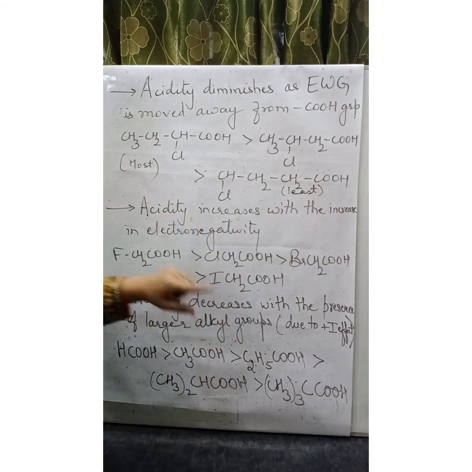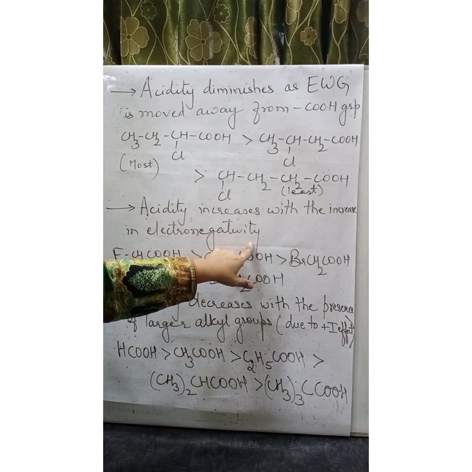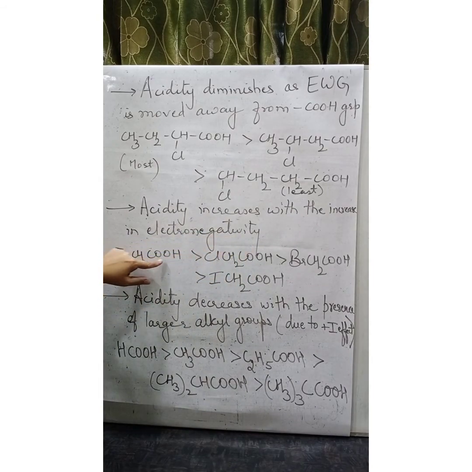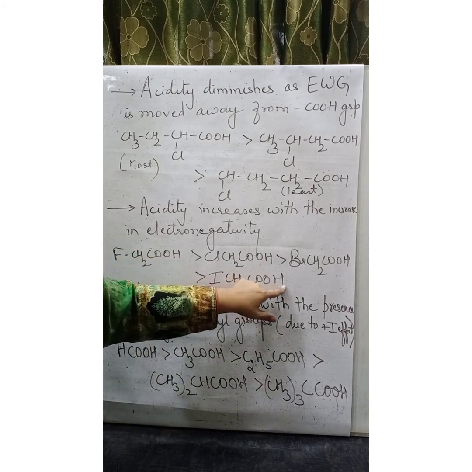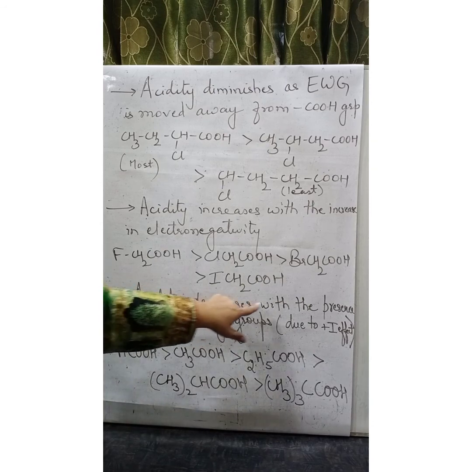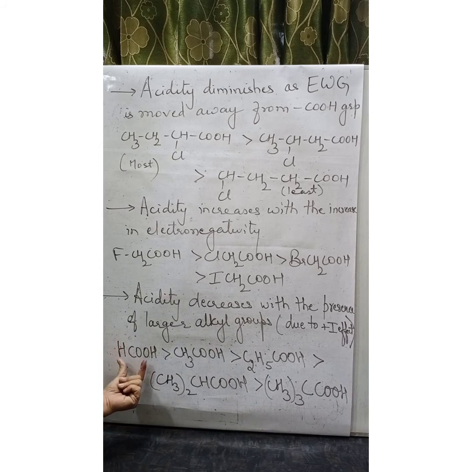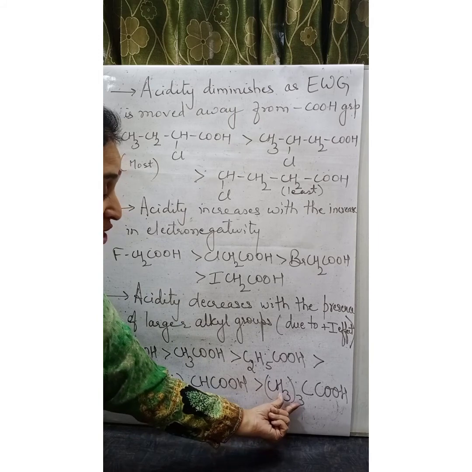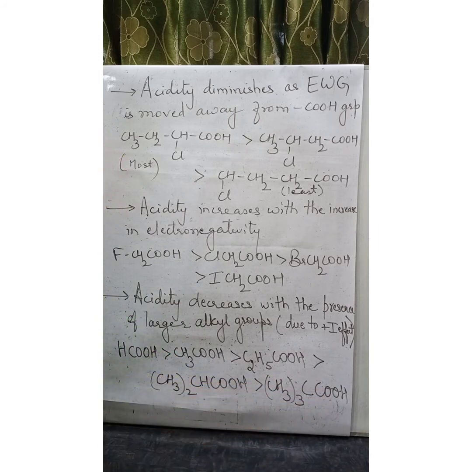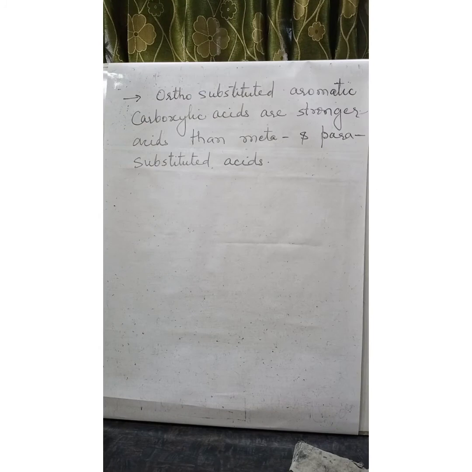Acidity increases with increase in electronegativity. You can see FCH2COOH is most acidic compared to ICH2COOH. Acidity decreases with the presence of larger alkyl groups. So HCOOH is most acidic as compared to (CH3)3CCOOH. Ortho-substituted aromatic carboxylic acids are stronger acids than meta and para-substituted acids.